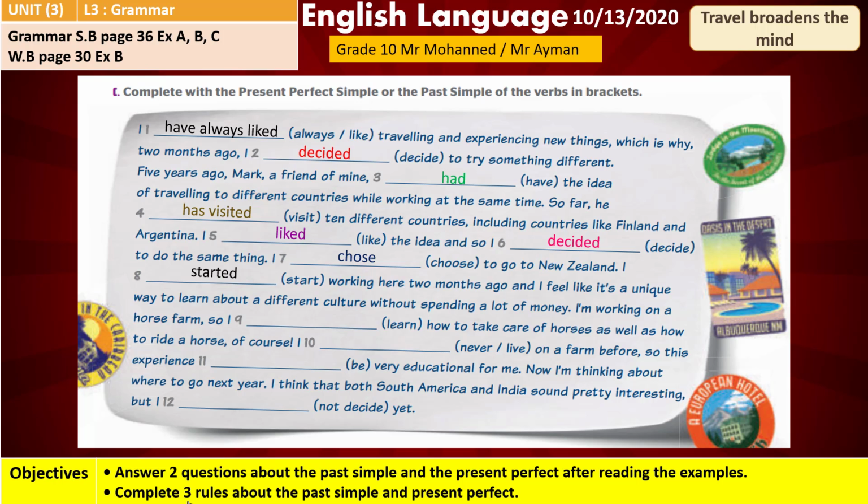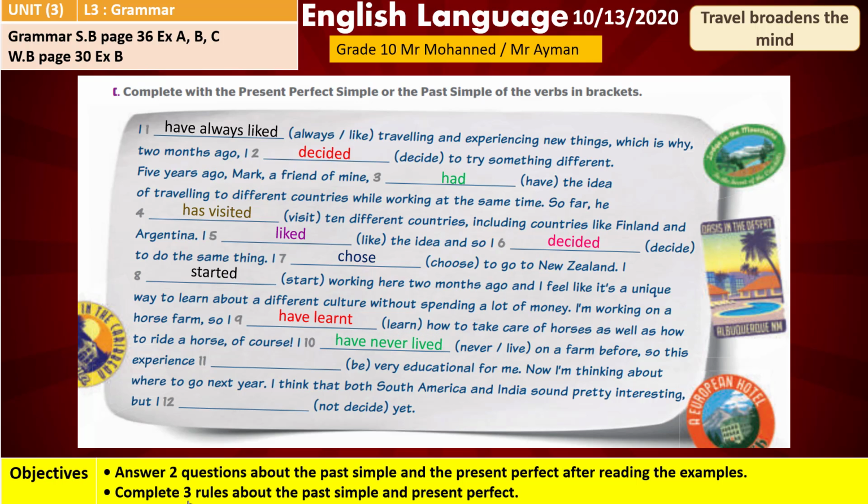9. I'm working on a horse farm, so I how to take care of horses as well as how to ride a horse. No time mentioned here. Yes, have learned. Present perfect. 10. I never lived on a farm before. Again, time is not mentioned here. I have never lived.